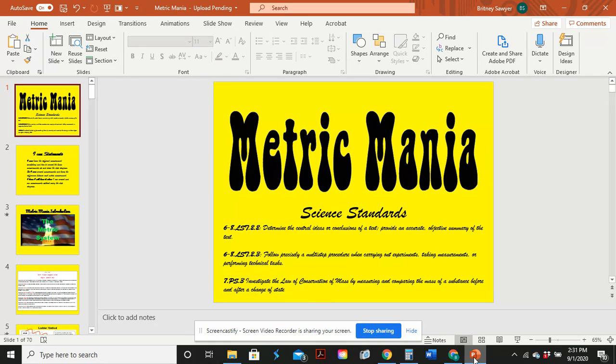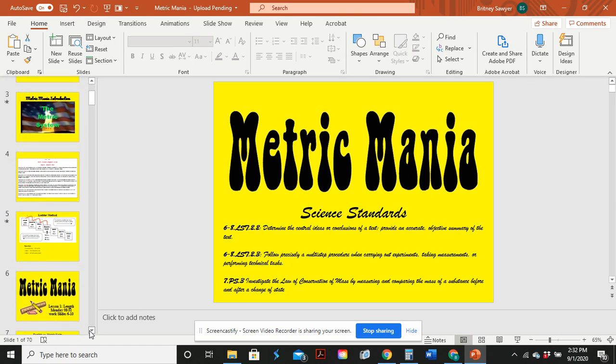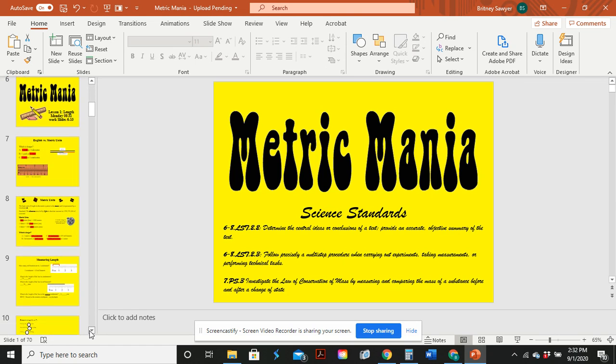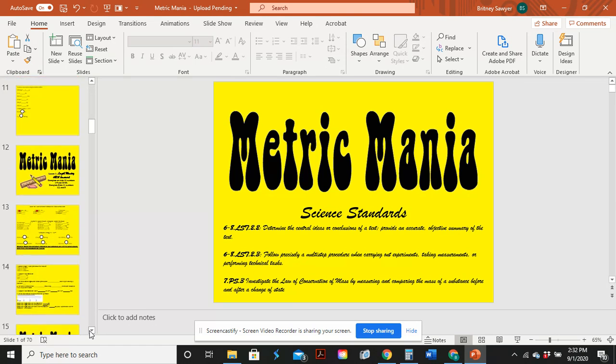We also have the meat of our subject here, which is to investigate the law of conservation of mass by measuring and comparing the mass of a substance before and after the change of state. So that means that we'll be establishing measurements for volume, density, length, and height, and so on and so forth. Now today is the Tuesday-Wednesday lesson, so let's get to that slide.